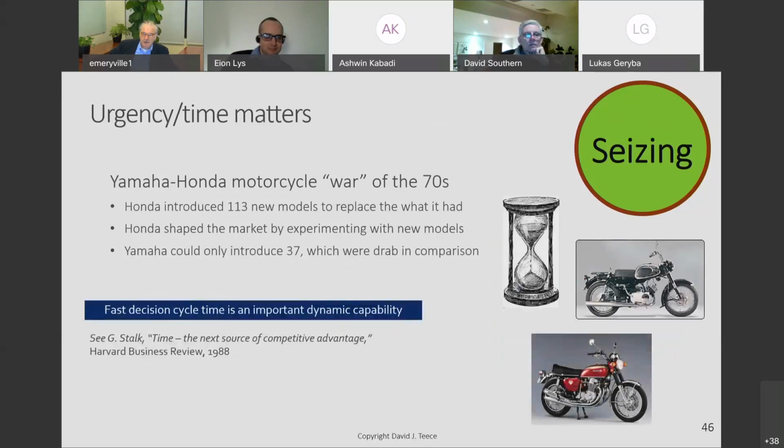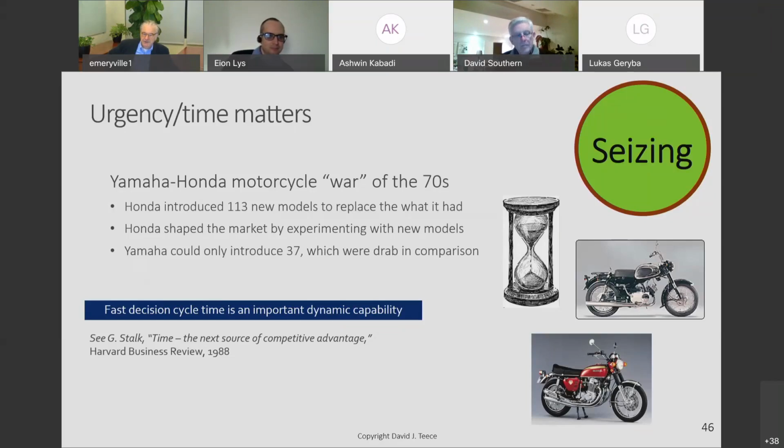And this is just reminding us again that urgency matters. Part of execution is not just alignment, it's not just integration. You've got to do it all very quickly. And it's amazing sometimes. With COVID, you see how quickly people started making ventilators. It took them a week or two. It's a pretty simple product. But from time to time, people do get focused on doing things quickly. And I mentioned here the Yamaha-Honda motorcycle wars of the 70s, where Honda introduced 113 new models in very short order. Yamaha could only do 37.